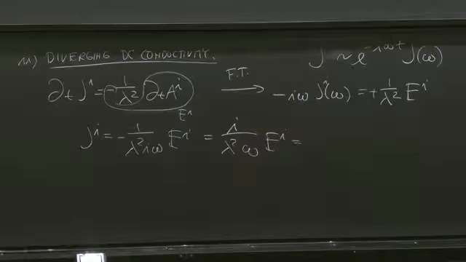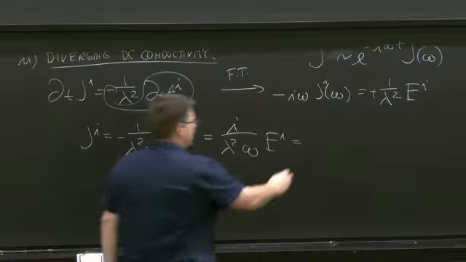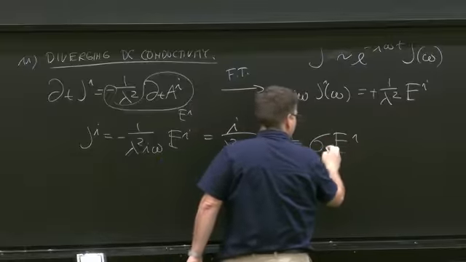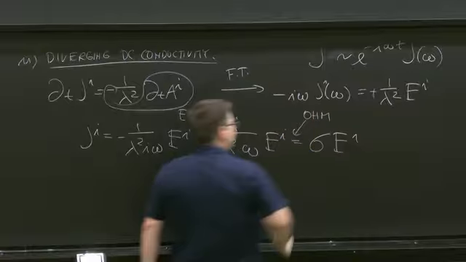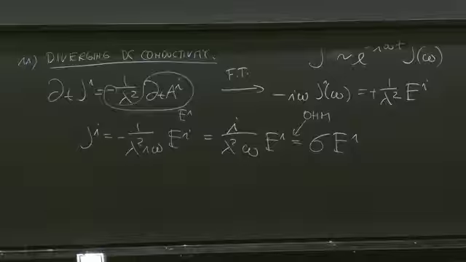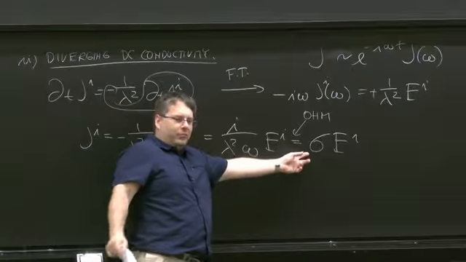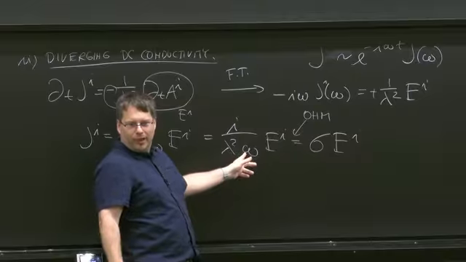But Ohm's law tells you that this should be equal to sigma times E_i. So this is Ohm. And you see that the imaginary part of the conductivity sigma goes like 1 over omega. So that means the real part of sigma will be a delta function, and we just proved the diverging DC conductivity.